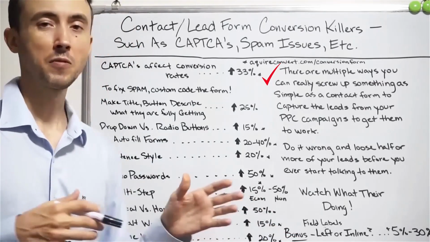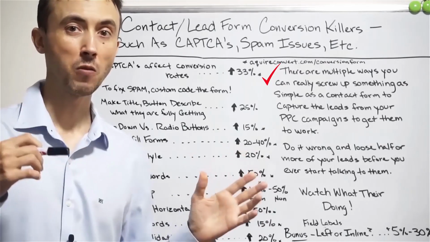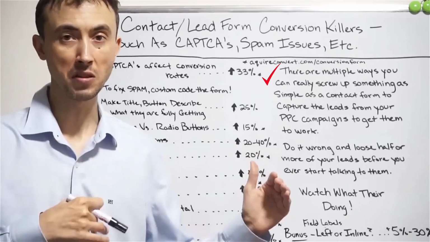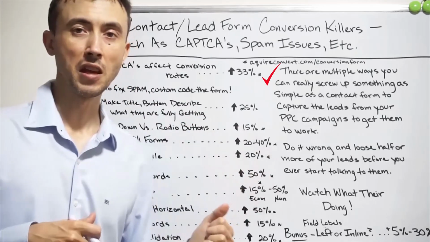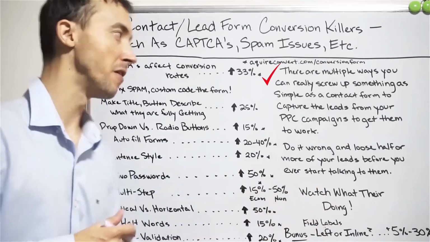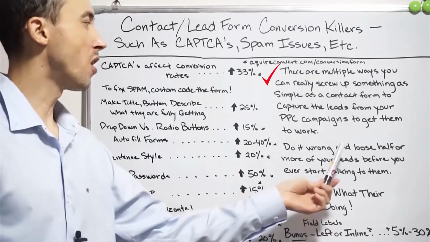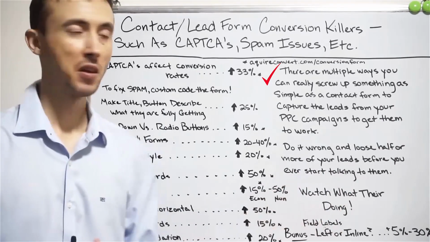You have to at least know the basics going in about contact forms, so you don't make all the rookie mistakes. These are the main things. If you avoid all of these, you should be mostly fine to be competitive in whatever market you're in. If you do it wrong, you'll lose half or more of your leads before you even start talking to them.